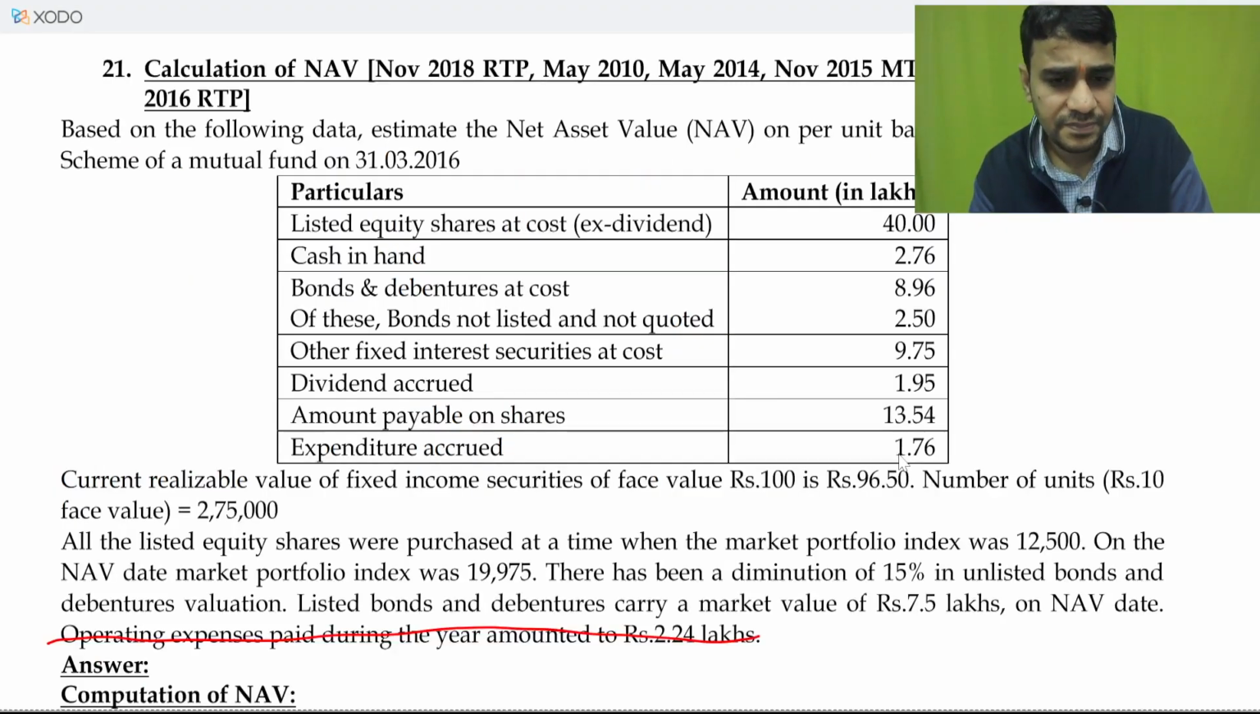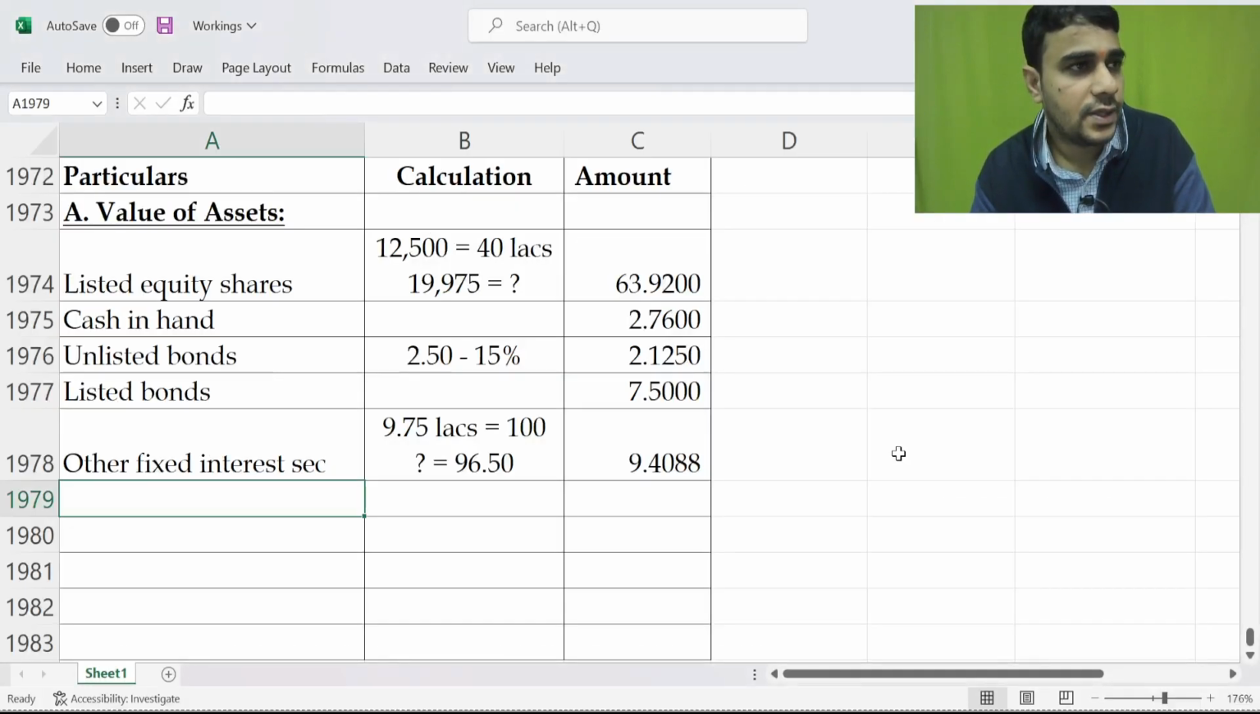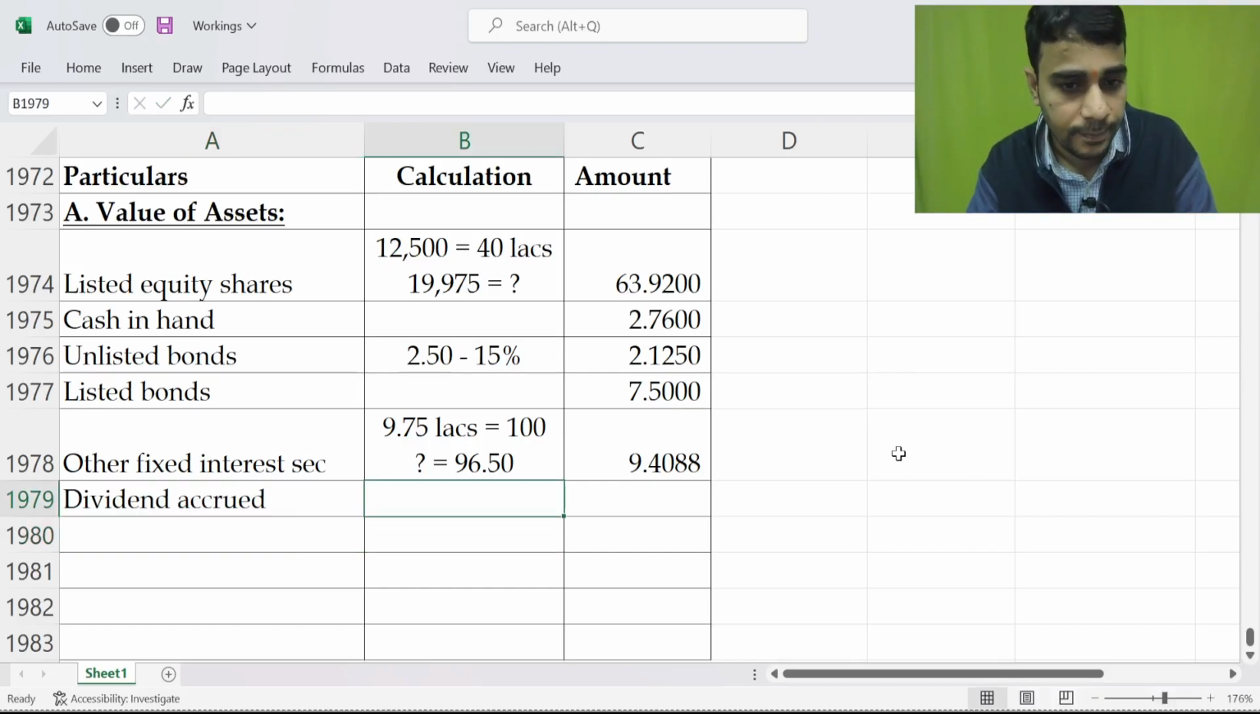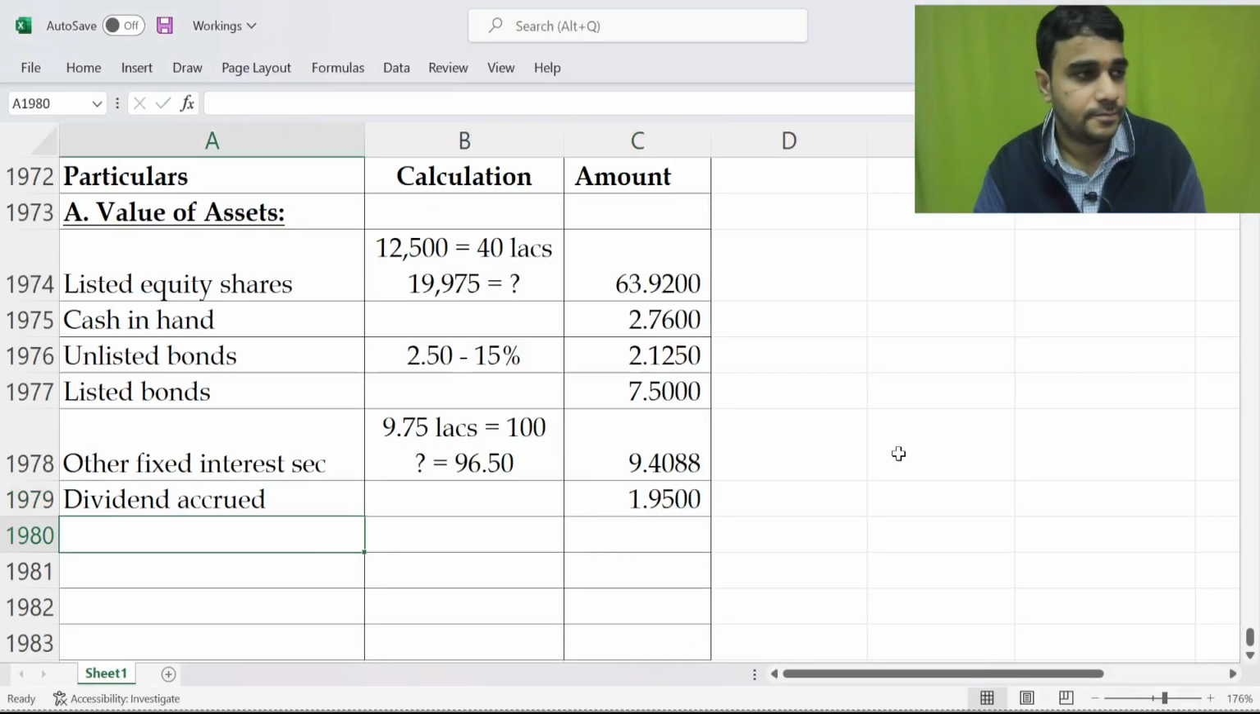What's the next item? Dividend accrued. Now, not sure whether this is accrued dividend income for me or basically is it a liability or an asset. It could be that you have to pay this dividend, then it's a liability. It could be that you have to receive this on listed equity share. We normally take it as an asset. Dividend accrued 1.95.